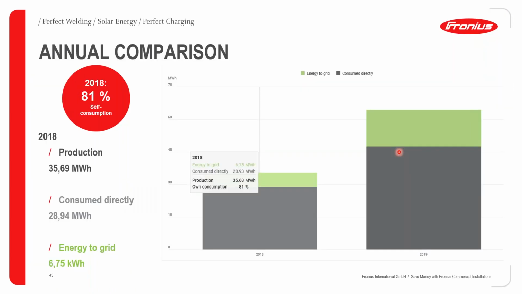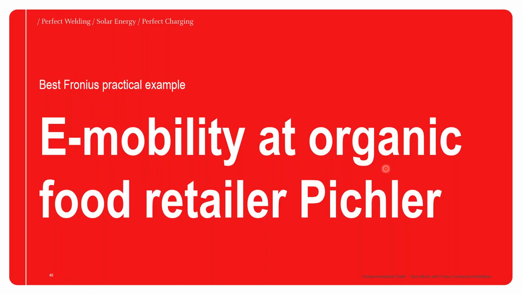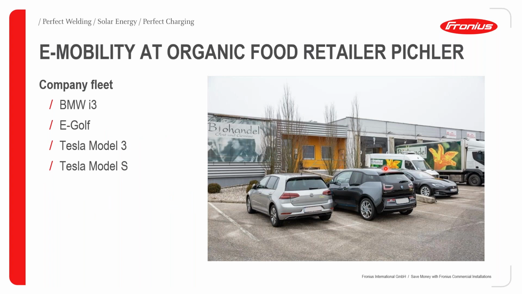So that being said, we're going to look at a part of the food retailing, the organic food retailing organization set up by PICHLER, which is the e-mobility, from which he was able to also save a lot of money. So in his company, he has a fleet of vehicles that's basically used for transportation. So we have a BMW i3, e-Golf, a Tesla Model 3, and a Tesla Model S. So these 4 vehicles are actually put in use for transportation purposes.